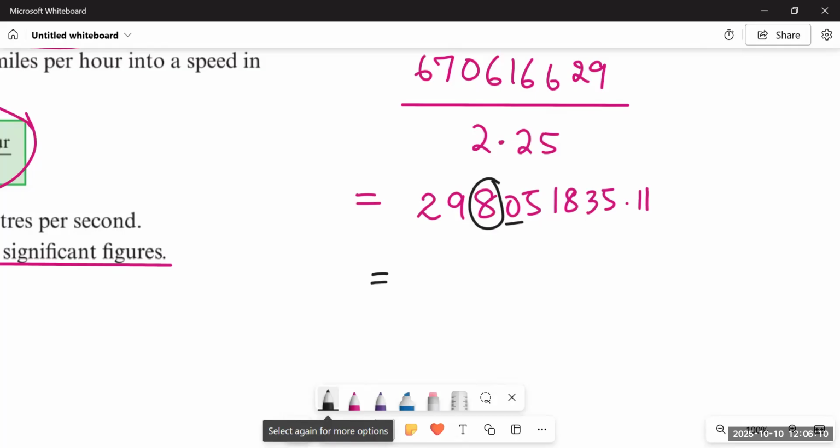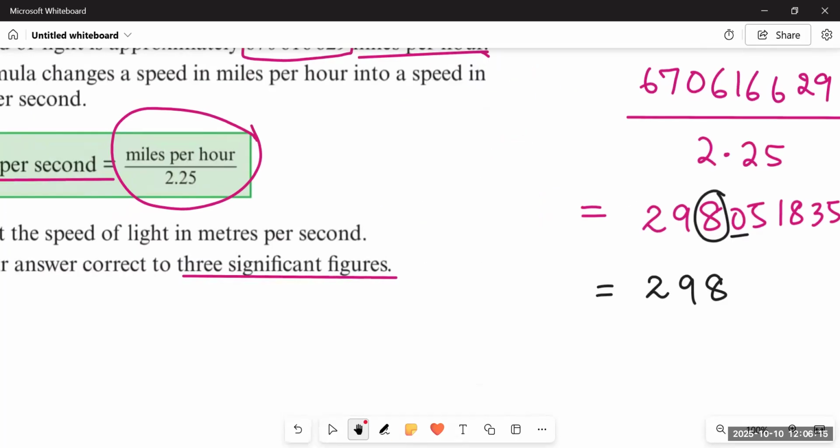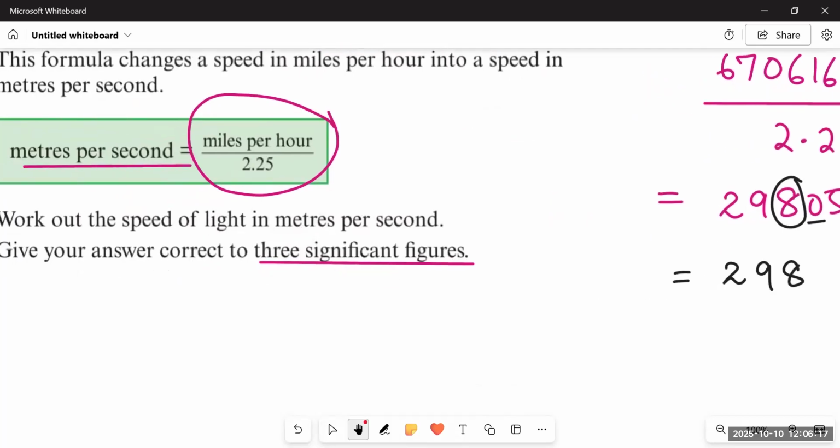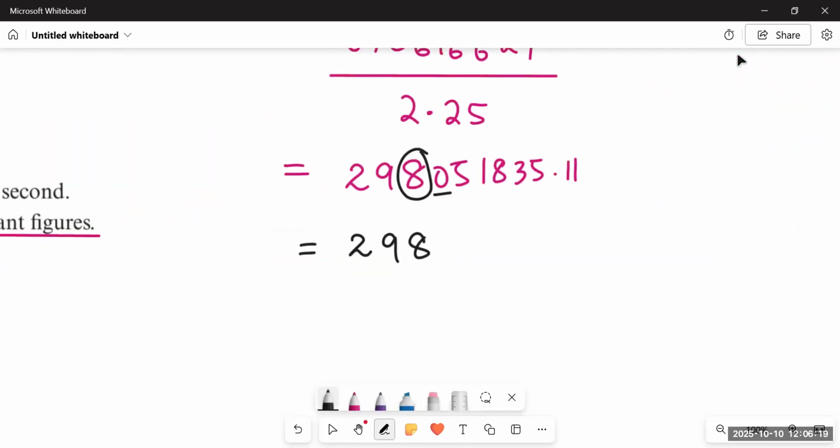So what are we supposed to do? We'll keep 298 as it is, because we have to write down the first 3 significant figures. We have to round the answer to 3 significant figures. So the first 3 digits would remain the same and the remaining digits would all turn to zeros. 1, 2, 3, 4, 5, 6. So we have 6 digits, so we will have 6 zeros. And that's all. So that would be the answer in meters per second: 298 million meters per second.